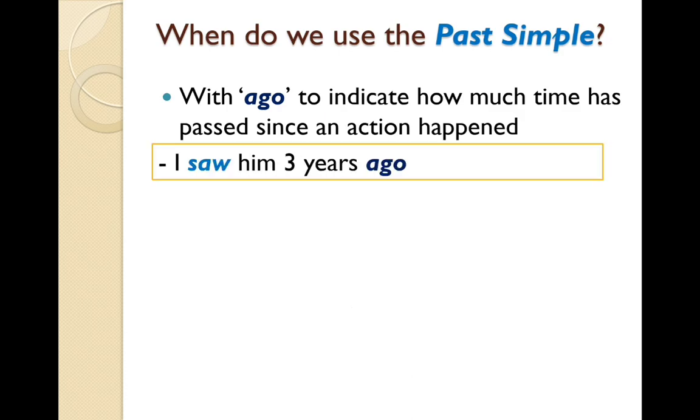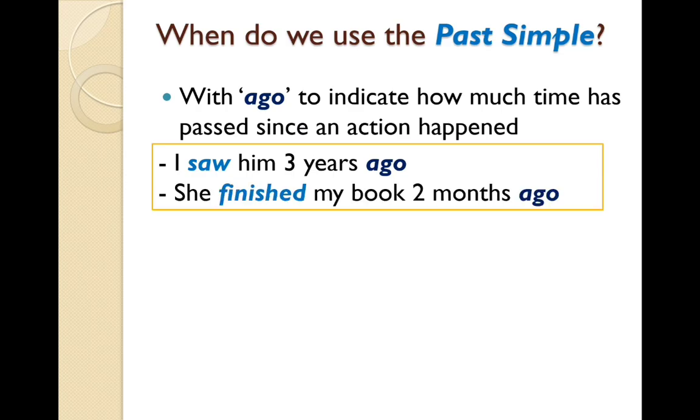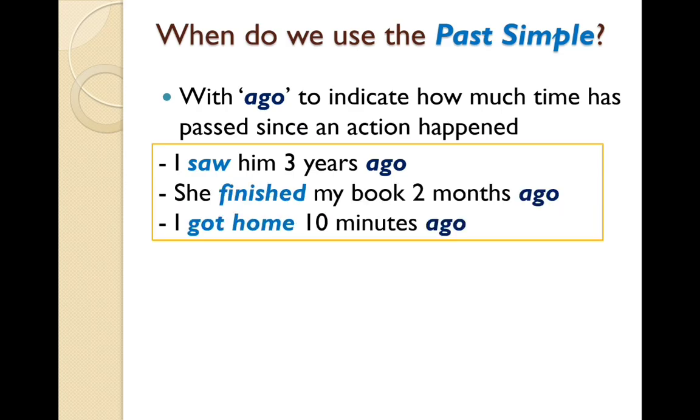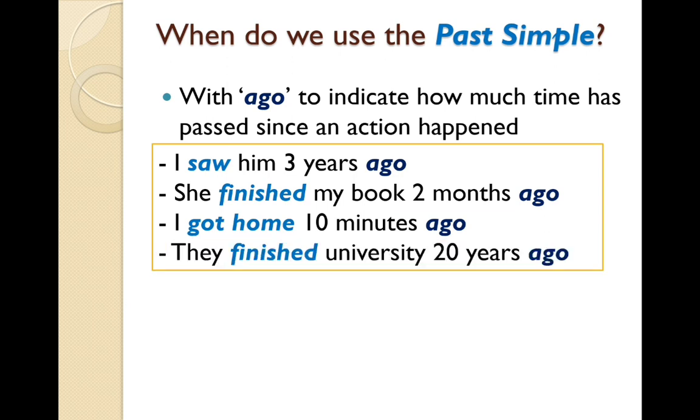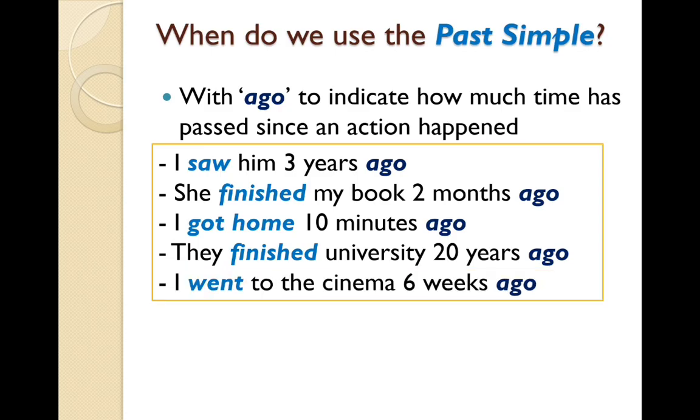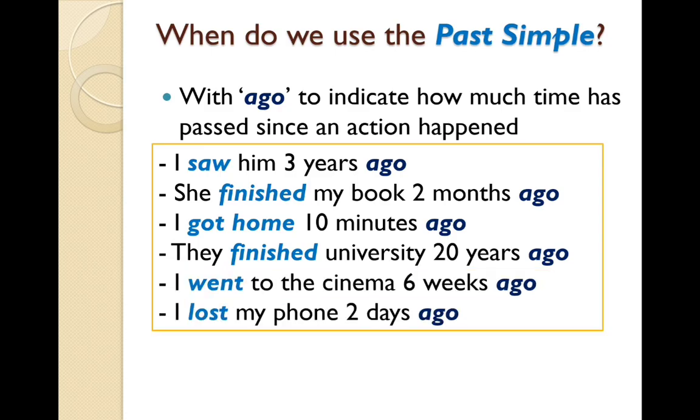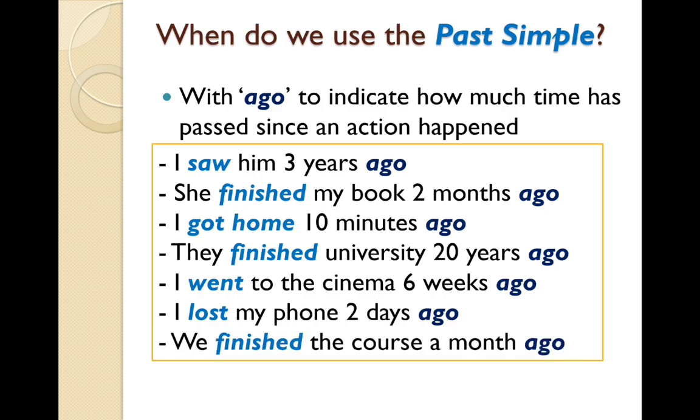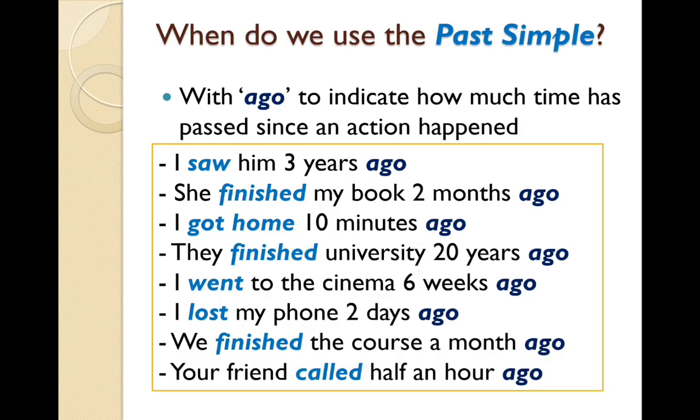I saw him 3 years ago. She finished my book 2 months ago. I got home 10 minutes ago. They finished university 20 years ago. I went to the cinema 6 weeks ago. I lost my phone 2 days ago. We finished the course a month ago. Your friend called half an hour ago.